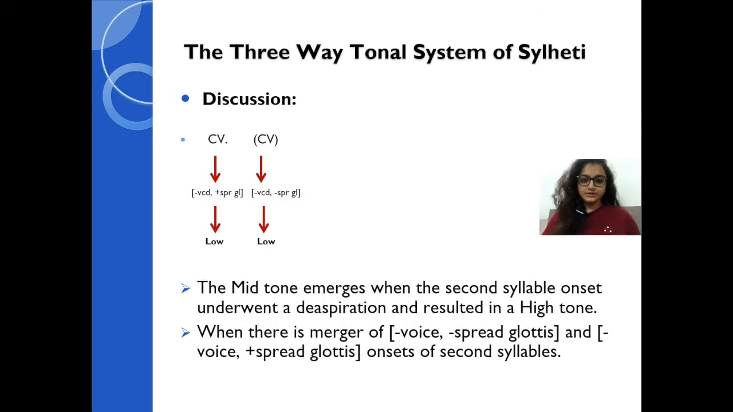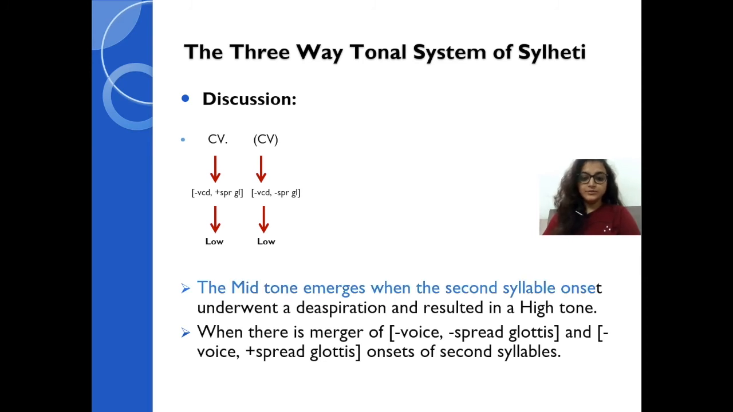So to look at the conditions which resulted in a three-way tonal contrast, we can see that whenever there was a leftmost voiceless aspirated onset historically, it led to a low tone, provided that there was no following syllable, or if there was a following syllable, then the onset of the second syllable should be a voiceless unaspirated obstruent historically. Only in these conditions a low tone emerged.